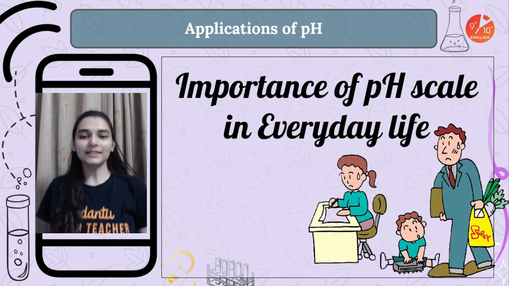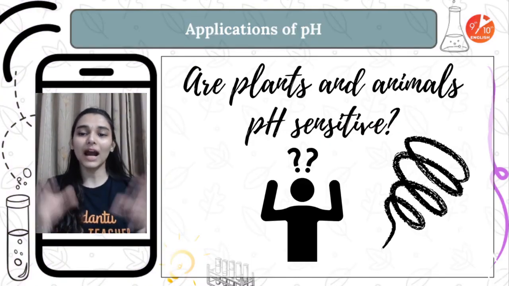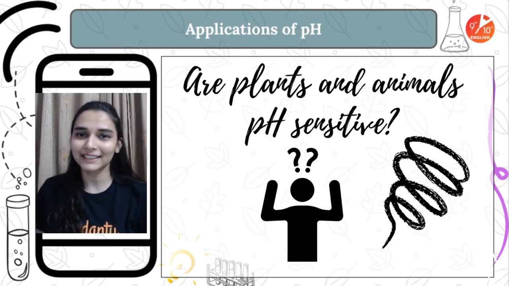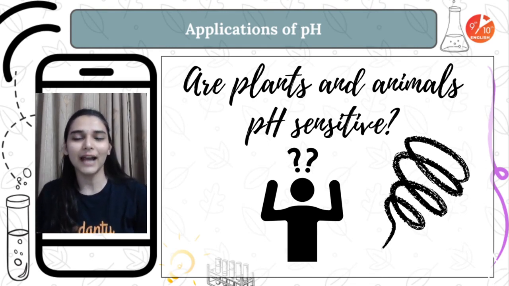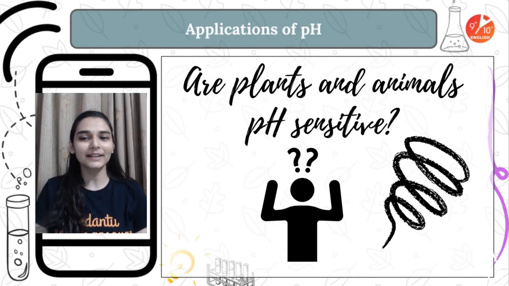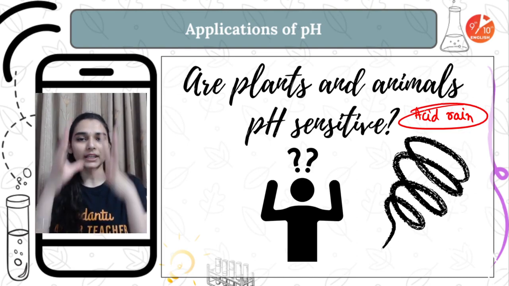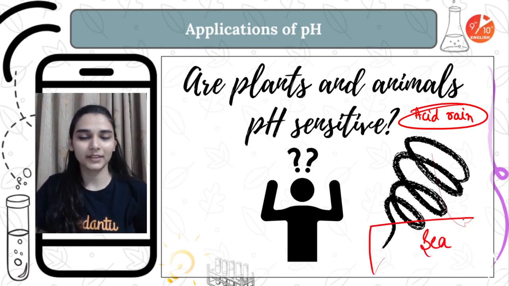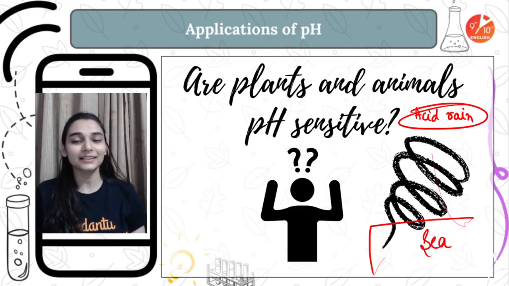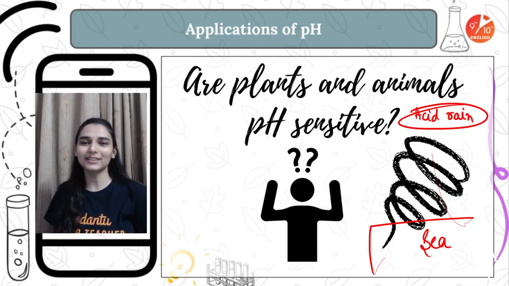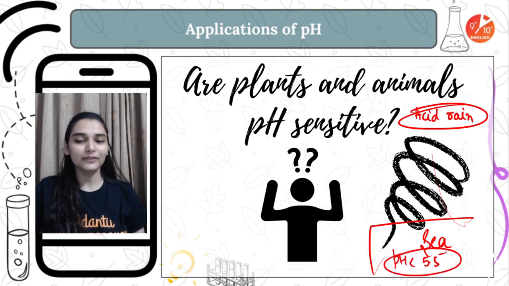ठीक है. The next part is the importance of pH in everyday life. Very important topic. So are plants and animals pH sensitive? Definitely they are pH sensitive, isn't it? So you would have seen that every year there's a huge decline in the aquatic life. Now what is the reason for that? Because जब भी acid rain produce होता है, then that acid rain is falling into the sea water, है ना, and that is increasing the acidity of the sea water, and in highly acidic conditions your fishes and plants cannot survive.